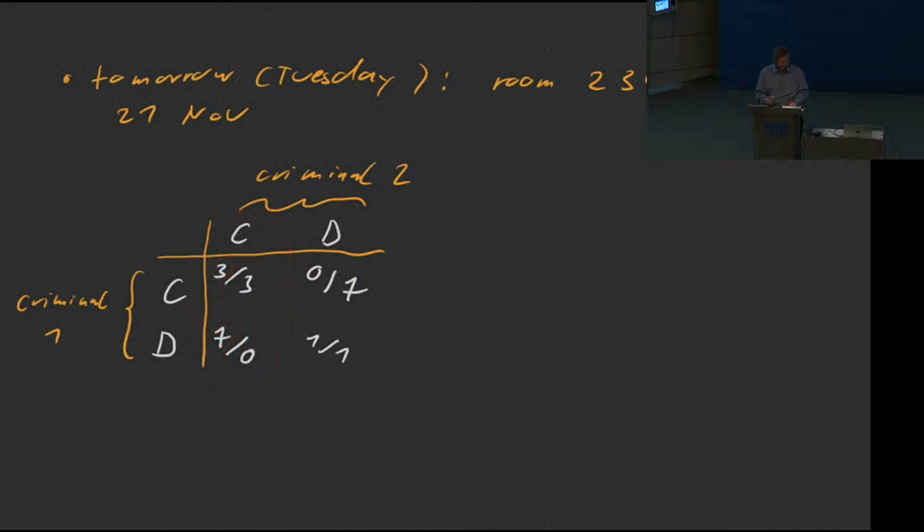If he knew that criminal 2 also confesses. Let's say we assume criminal 2 denies. What should criminal 1 then do? Again, there's two possibilities. He could deny or he could confess. What's the better outcome? Well, he would confess, because that would save him 1 year in prison. So in both cases, no matter what the other person does, the best choice for criminal 1 will be to confess.